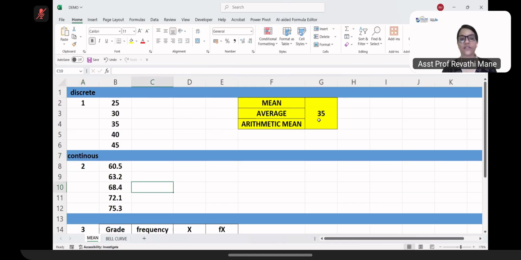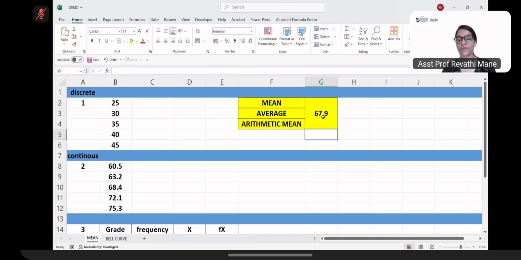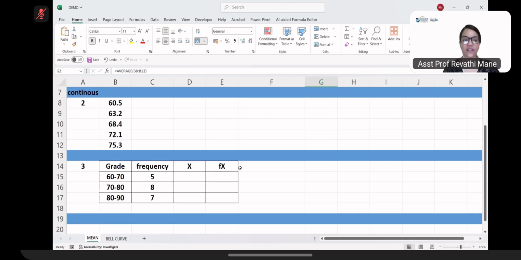Here also you can calculate the mean in Excel. You have to use the same function, =AVERAGE and then the numbers. Here my numbers are starting from cell B8 to cell B12. So I have selected those cells and pressed enter. I am getting the mean of 67.9. So this is how you calculate the mean in Excel.